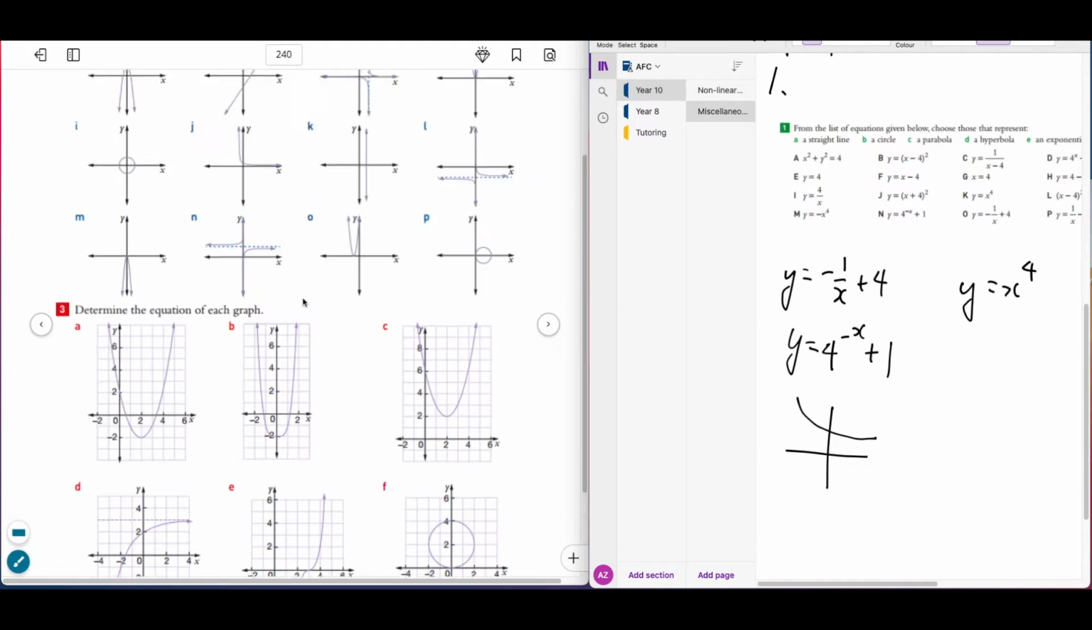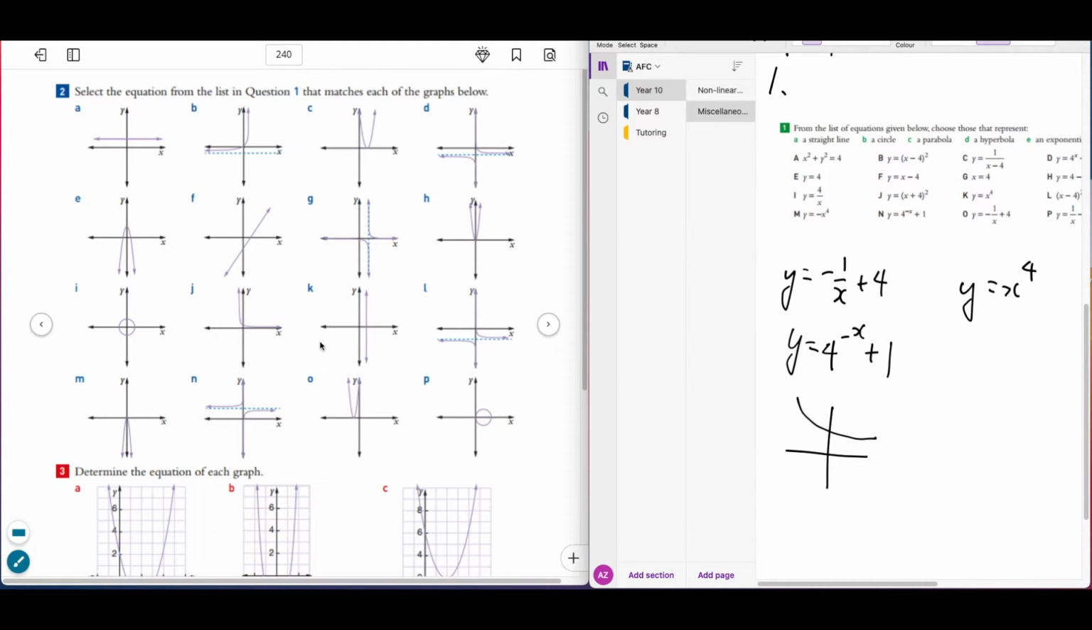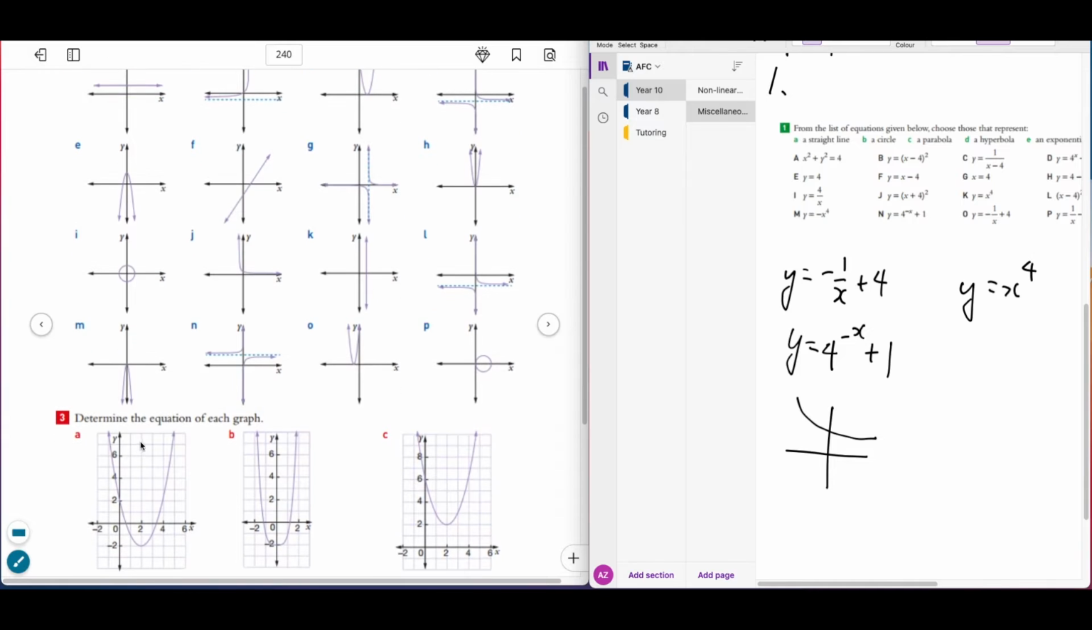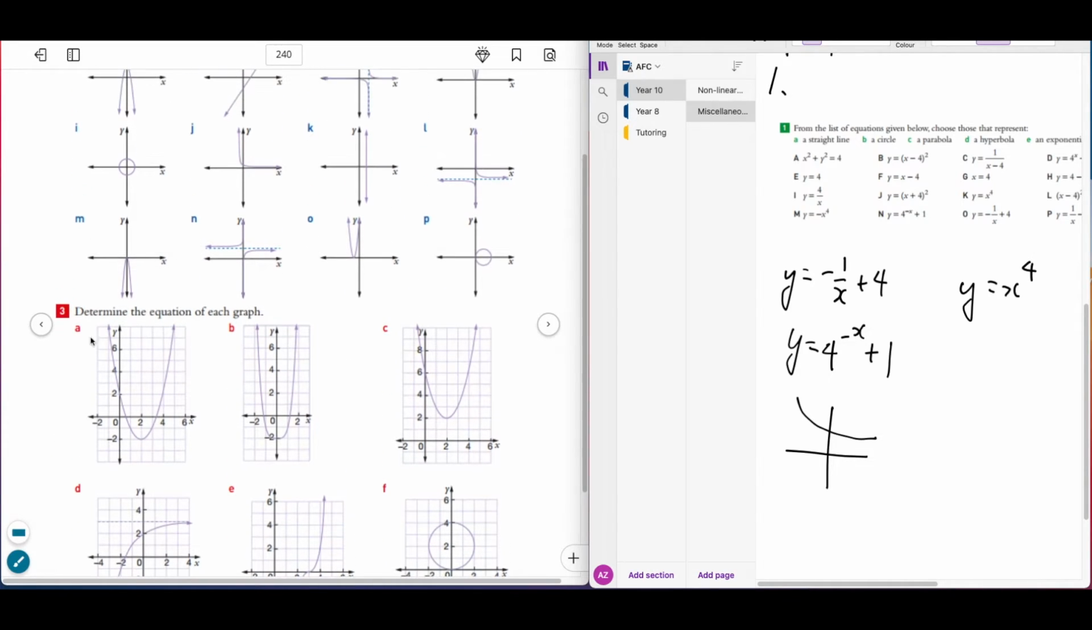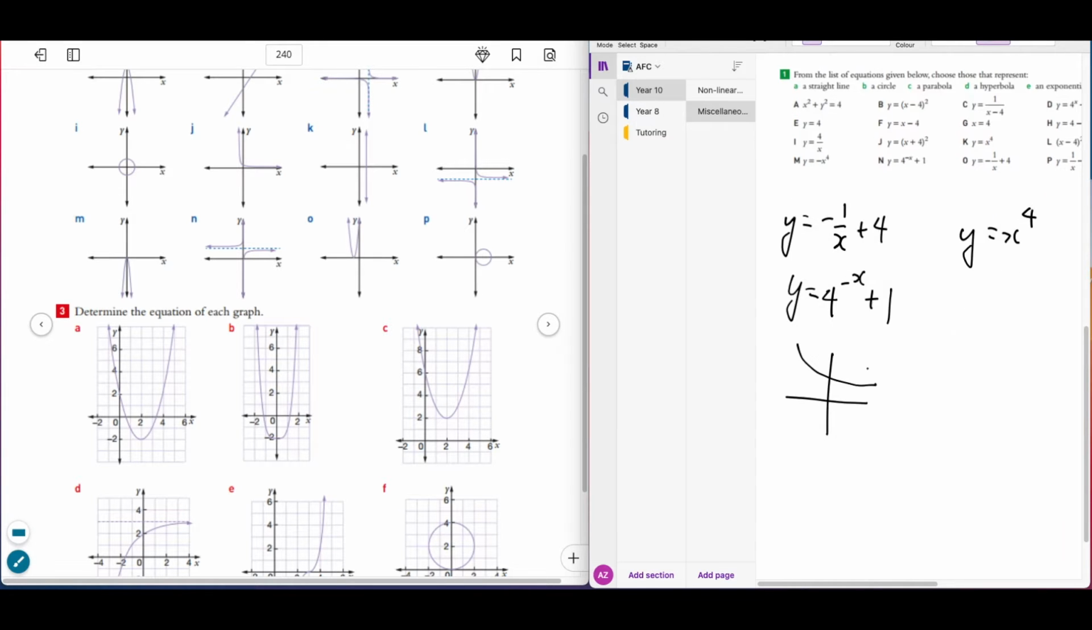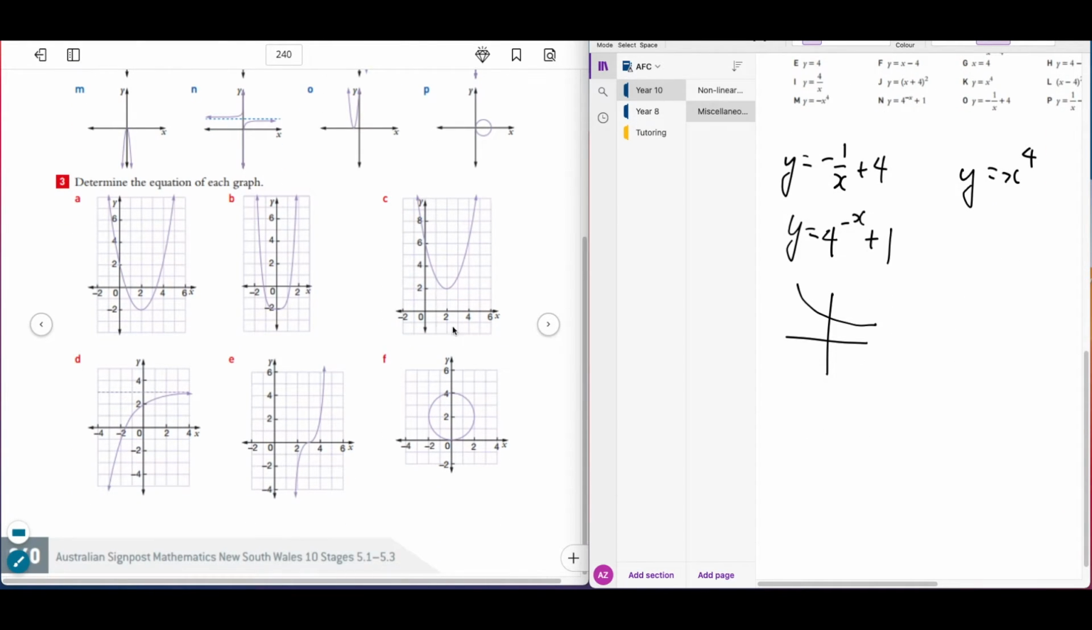Now I'm going to do question 3. And question 3 is pretty much the reason why I made this video, because these are the most difficult questions. They're difficult because they ask you to find the equation yourself, rather than giving you equations to pick from. So let's just pick a few of them. Let's just have a go at 3C, okay?